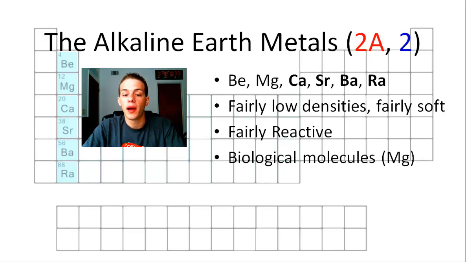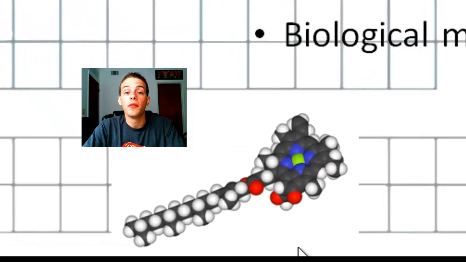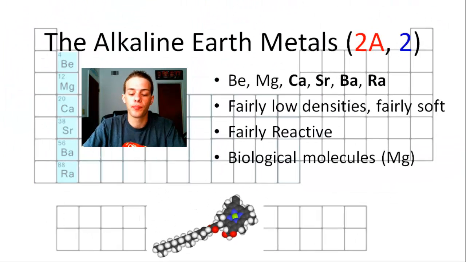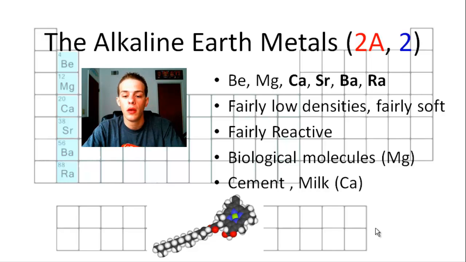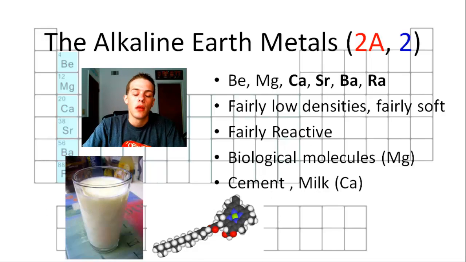Magnesium, for instance, is used in biological molecules. This is a space-filling model of a chlorophyll A molecule, which is highly important in the process of photosynthesis. And this little yellow atom right here in the middle, this is a magnesium atom. Calcium, which is a trace element that we require in our bodies, is very common. Milk, for instance, is a great source of calcium, and it's also used to make cement, among other things. There's a glass of milk right there.